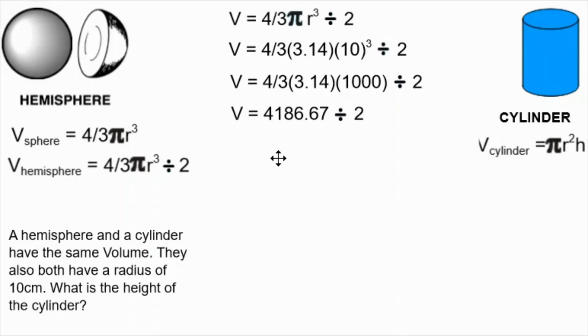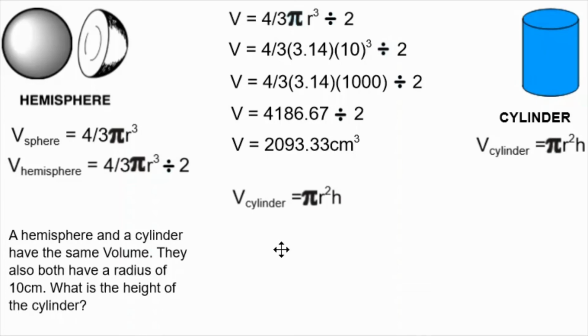Now, after my multiplications, I have 4,186.67 for the volume of the sphere, but I still have to divide by 2 to get the volume of the hemisphere. This value is rounded. When I divide by 2, I get 2,093.33 centimeters cubed as the volume of the hemisphere, which means that's also the volume of the cylinder.